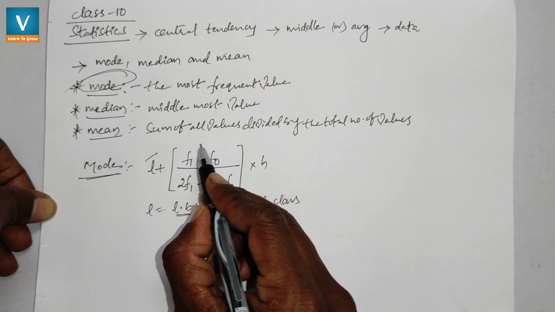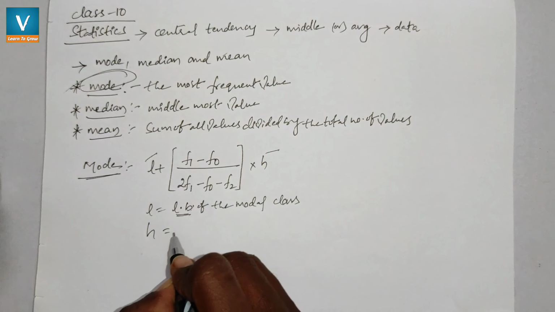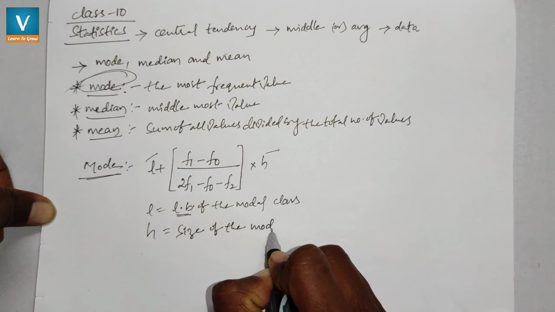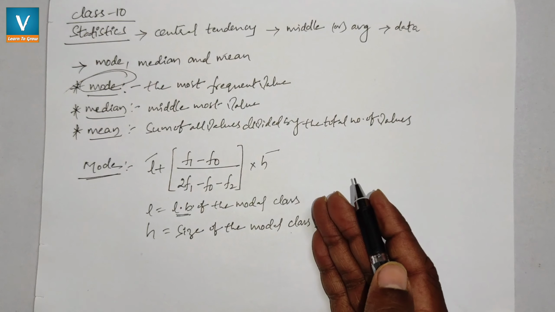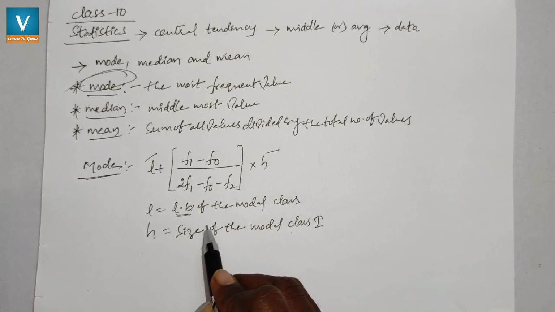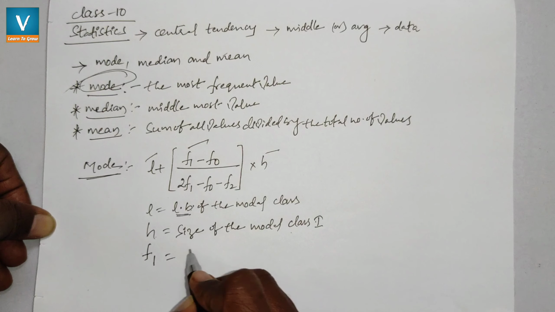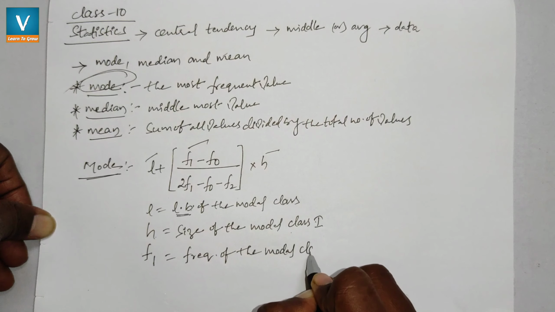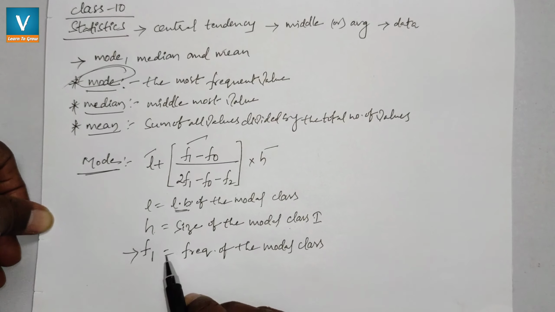Then H. H is the size of the modal class interval. In the given class intervals, upper boundary minus lower boundary gives H, the size of the modal class. Now coming to F1. F1 indicates the frequency of the modal class, nothing but the highest frequency.